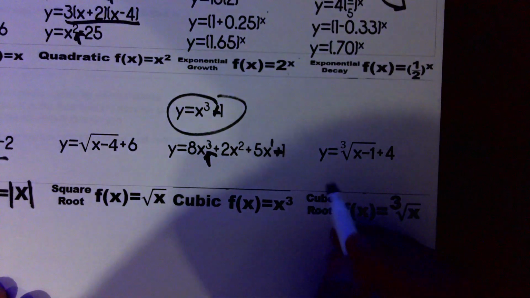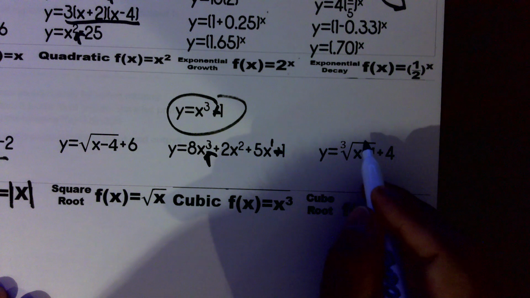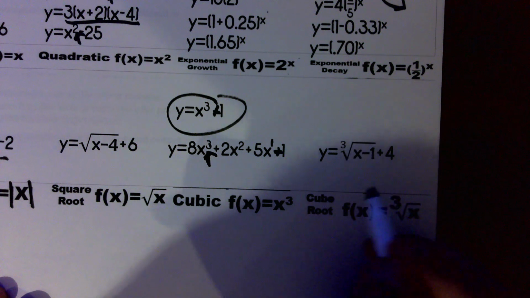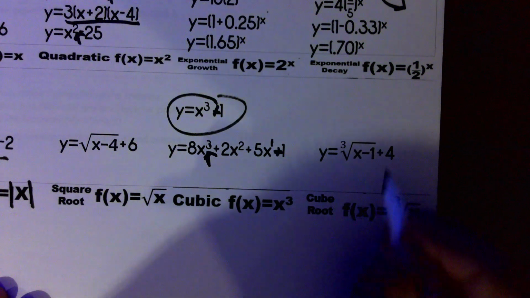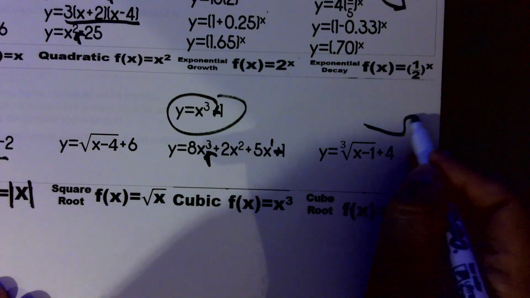Then finally, we've got the cube root. A root of 3 is what causes that to happen. So that's going to be this shape right here.